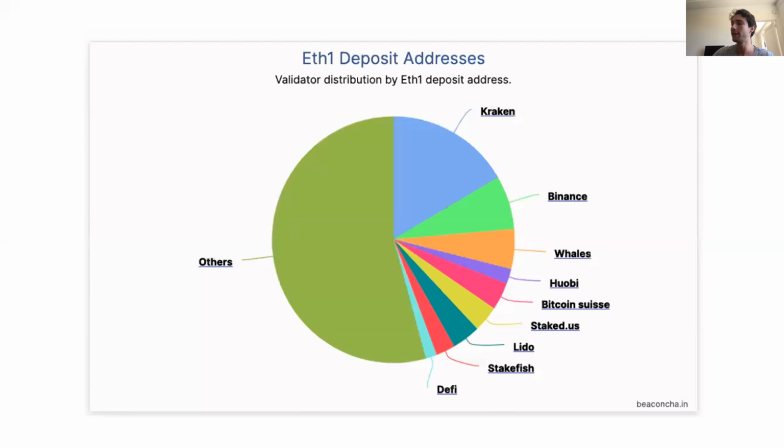But thinking about what changes, consensus voting power is now governed by the amount of ETH held, because you stake security deposits of 32 ETH, and the largest ETH holders are exchanges. And so if you look at the ETH1 deposit addresses, you can see that a large chunk, about 17%, is Kraken. There's Binance, there's Huobi here, and there are other players coming online as well. And this is interesting because these players are regulated under different regulatory regimes.